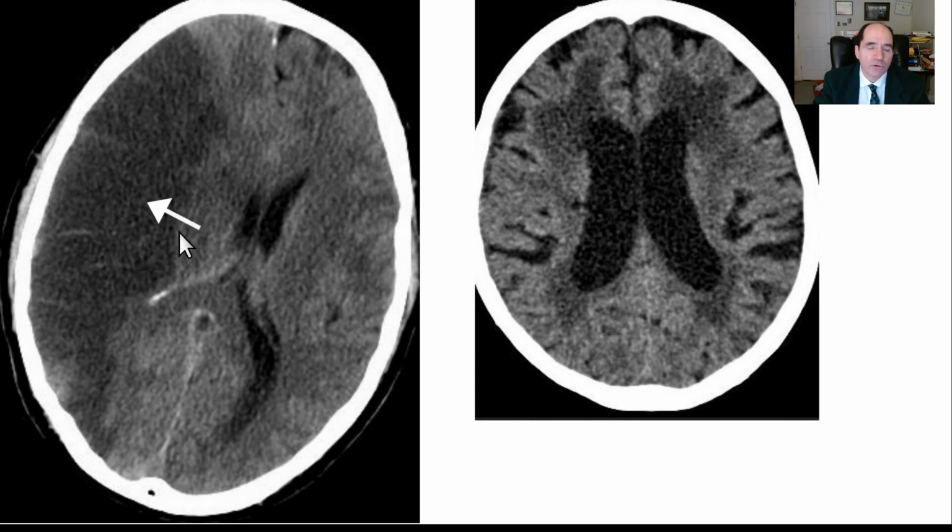Okay, here's a large old stroke in the right middle cerebral artery territory. So this patient is going to have weakness on the other side of the body because the fibers of the corticospinal tract cross over in the medulla, and thus the neurologic deficit will be weakness of the left side of the body, even though the stroke was on the right side of the brain.